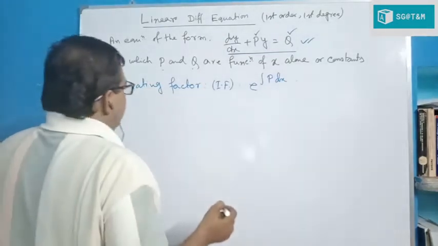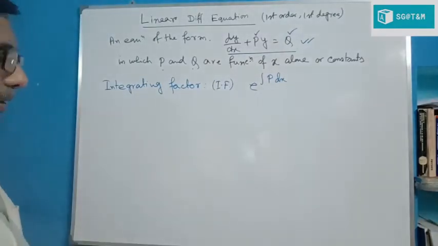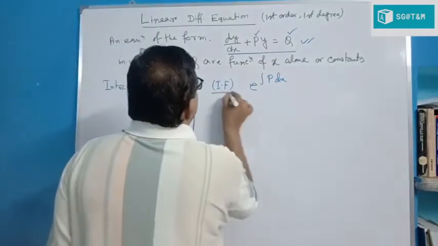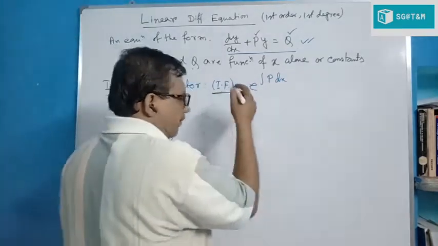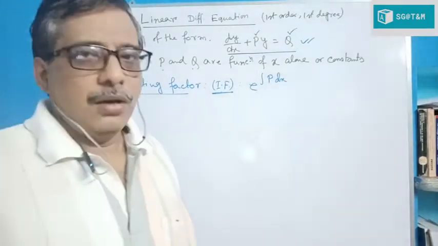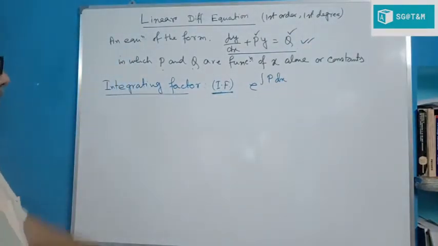So how do we solve this type of equation? First we find the integrating factor, written in short as IF. From the next problem we will write IF. In this case the integrating factor is e to the power integral of P dx. The integrating factor is the thing which, when we multiply the equation by it, makes the left hand side a perfect differential.